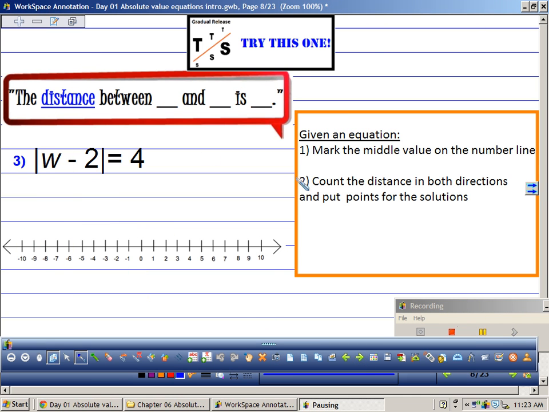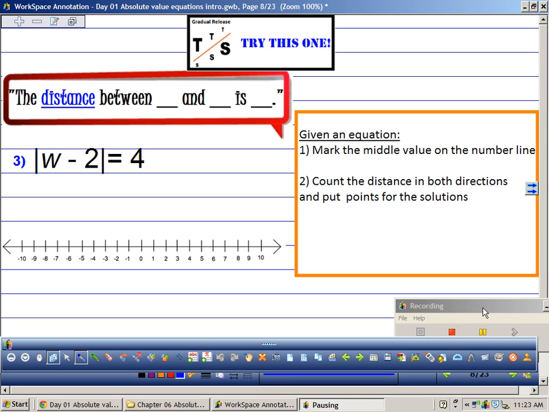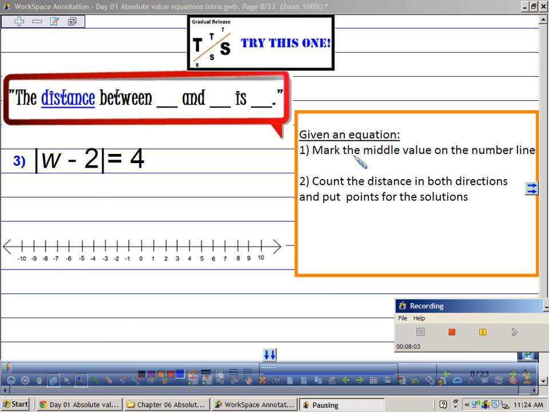Okay, so normally I would have you guys do this on whiteboards on your desks, but I really want you to have all these notes, okay? So why don't you try this one? Okay, so write down the problem. Here's your steps. Mark the middle, then count the distance in both directions and tell me the solution. Give you a couple minutes to do that.